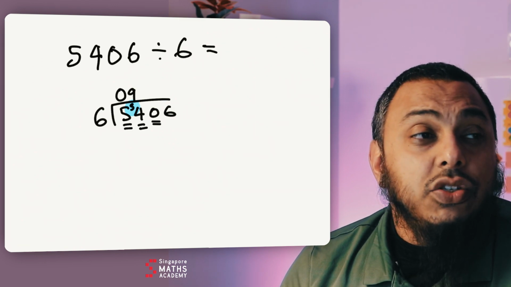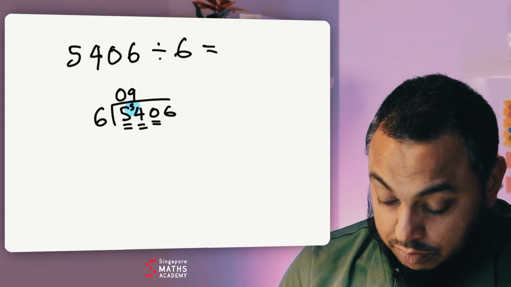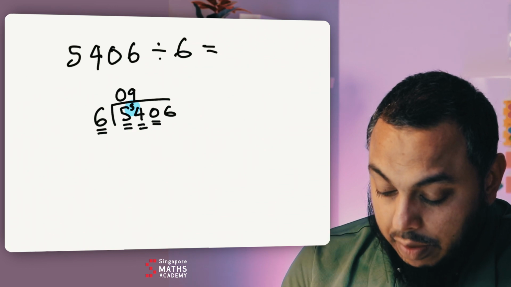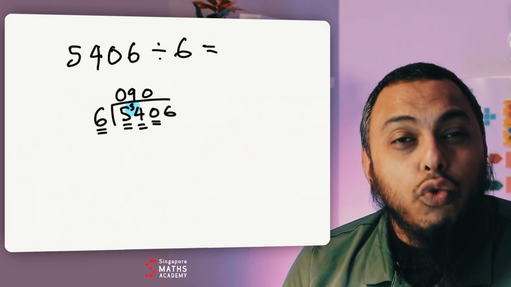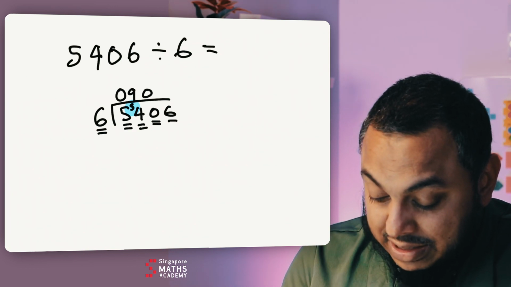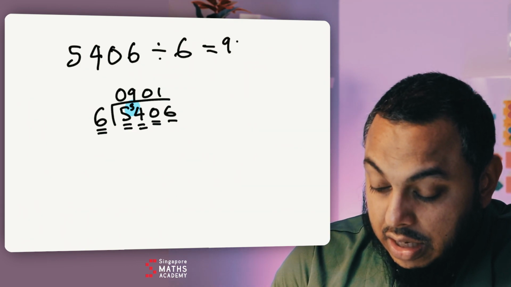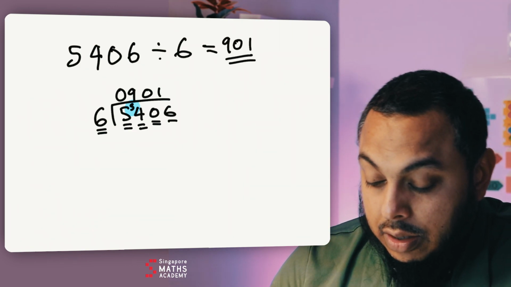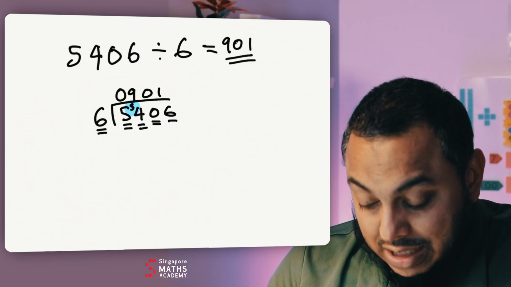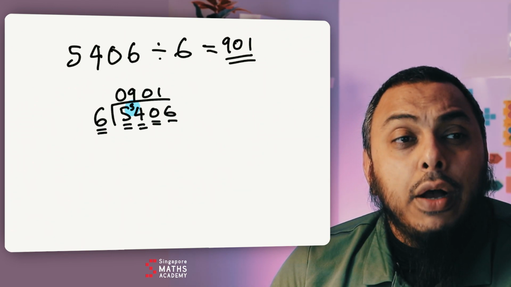That doesn't change. 0 divided by 6 now, because remember, this is what we're dividing by. 0 divided by 6 is 0. There's no remainder. And I've got 6 divided by 6 is 1. So the answer is 901. 5,406 divided by 6 is 901.